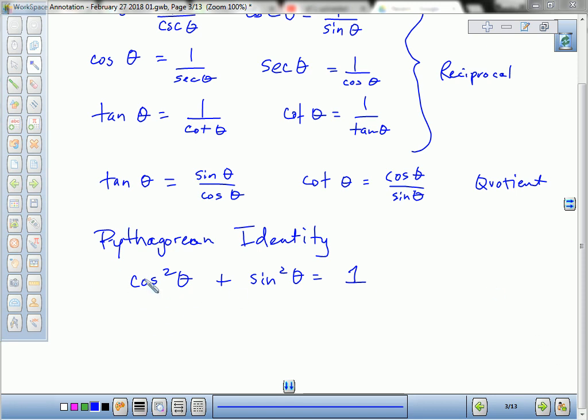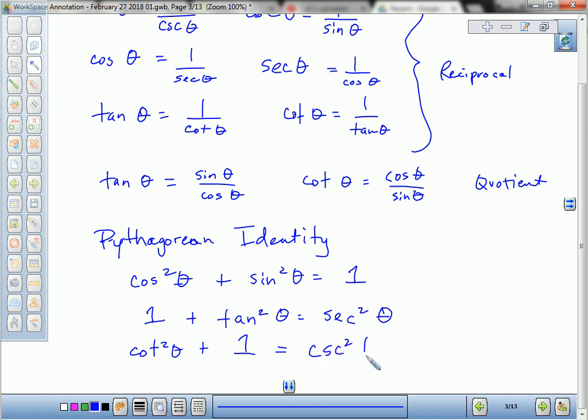All right, now, from this Pythagorean identity, we said if we divided everything by cosine squared, we would get 1 plus tangent squared theta equals 1 over cosine squared theta, and 1 over cosine squared is the same as secant squared. And then we said if we went back and divided by sine squared theta, we'd get cotangent squared theta plus 1 equals 1 over sine squared, which is cosecant squared.